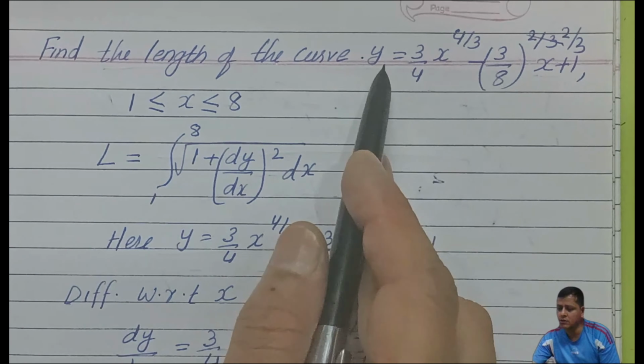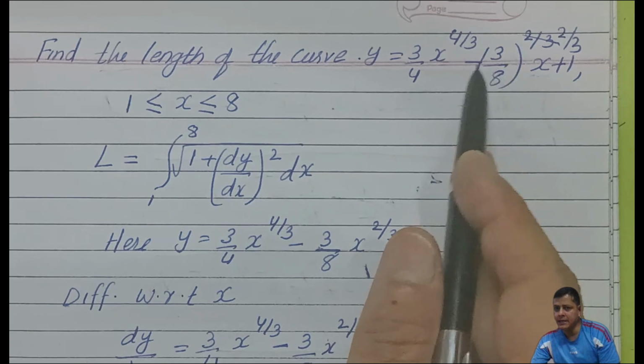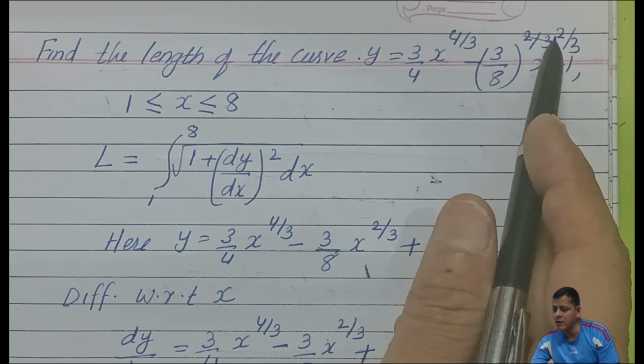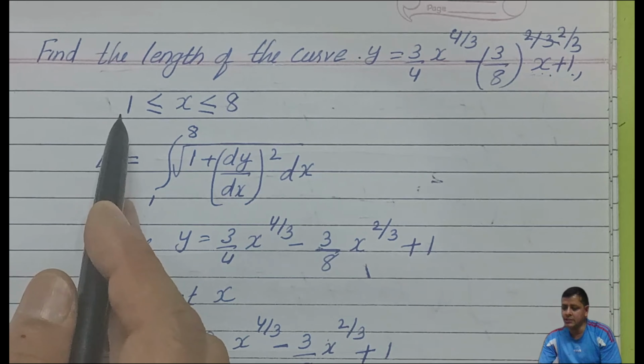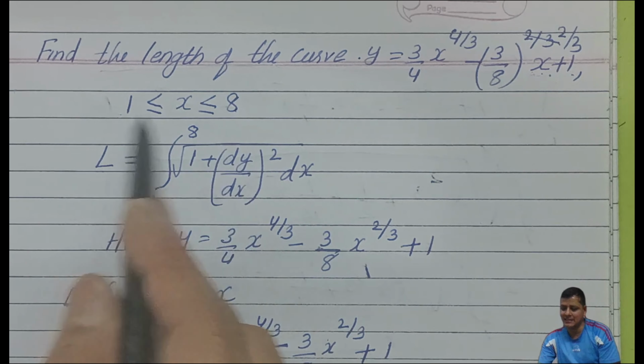Here, the question says to find the length of the curve y equal to 3/4 x to the power of 4/3 minus 3/8 x to the power of 2/3 plus 1. This is the question where it has given the limits 1 to 8. It has given the limits 1 to 8. You can just check that.